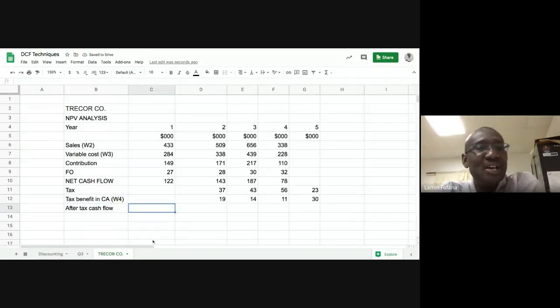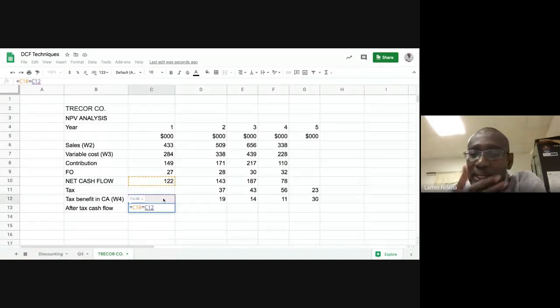Let's do this. So the after-tax cash flow, we're going to get the net cash flow that is in there. We add the tax benefit, which is an inflow.